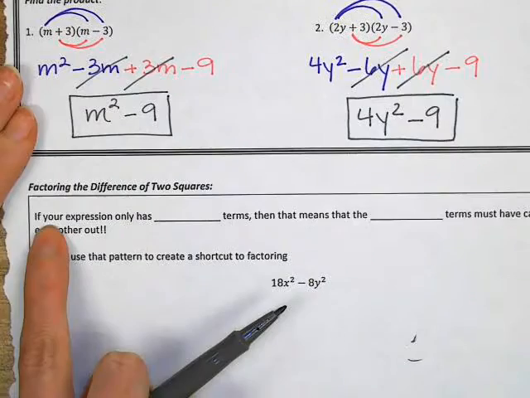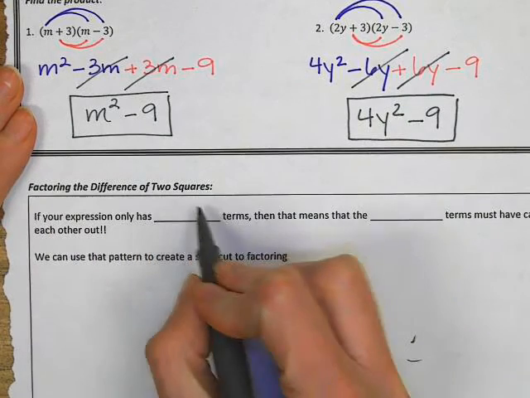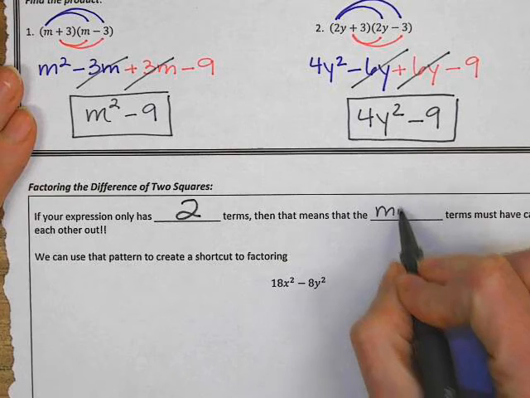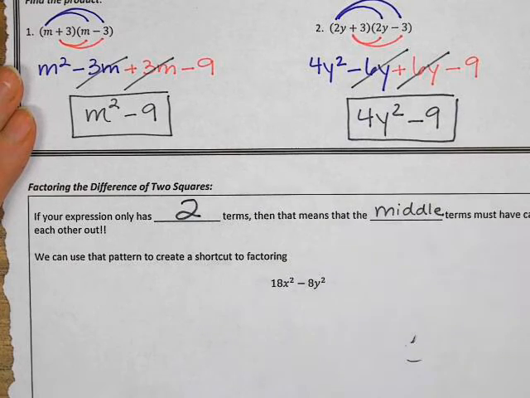Okay, so here we go. If your expression only has 2 terms, then that means that the middle terms must have canceled each other out.